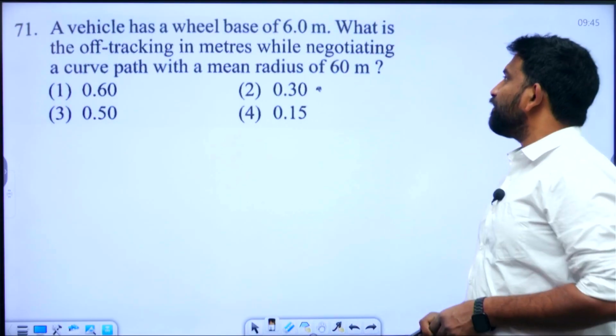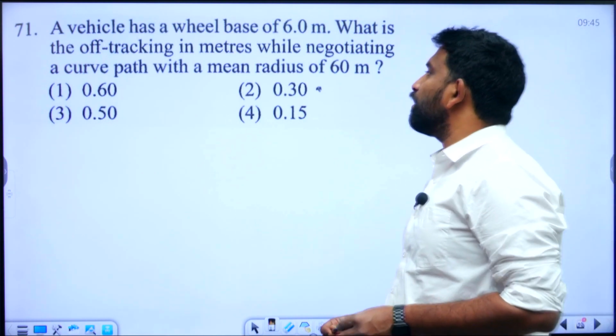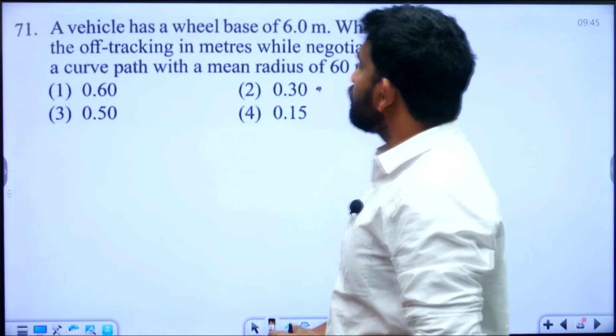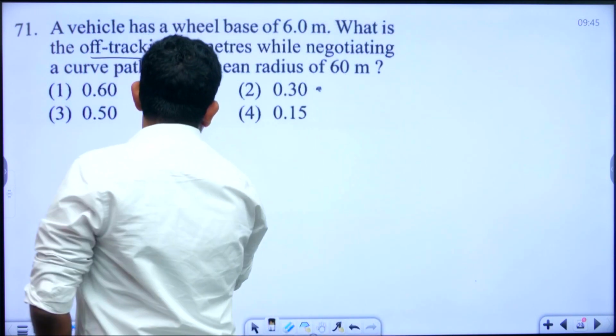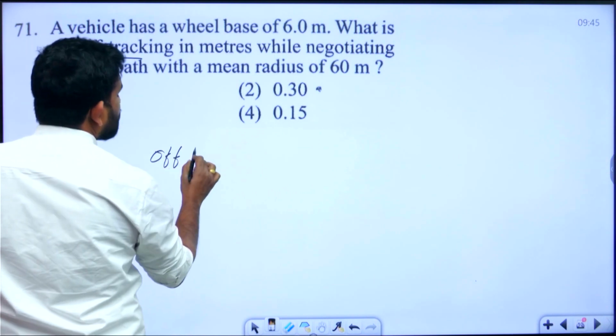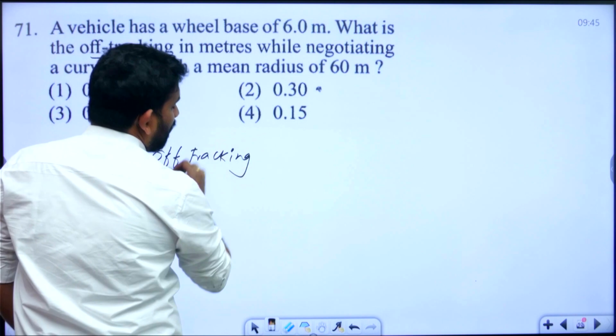Now let us see the next question. A vehicle has a wheelbase of 6 meters. What is the off tracking in meters while negotiating a curved path with a mean radius of 60 meters? The question is regarding off tracking. Now what is off tracking? Off tracking is nothing but the vehicle coming off the track from a single lane.